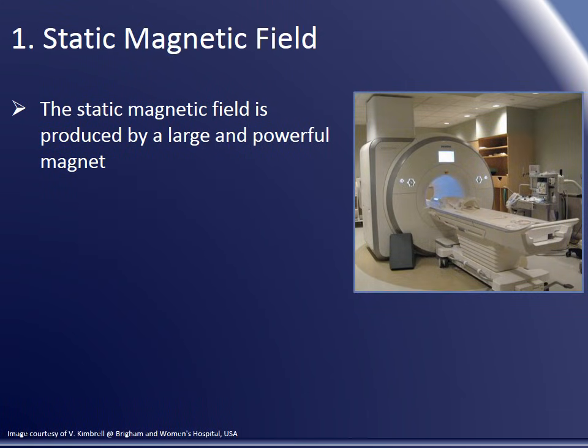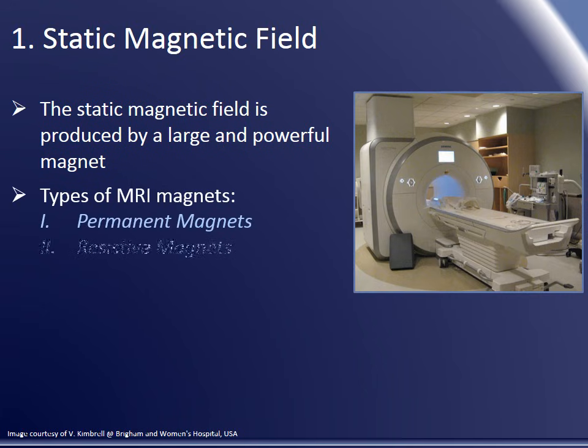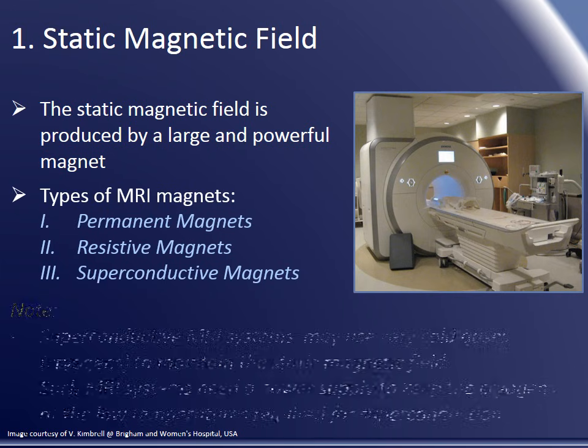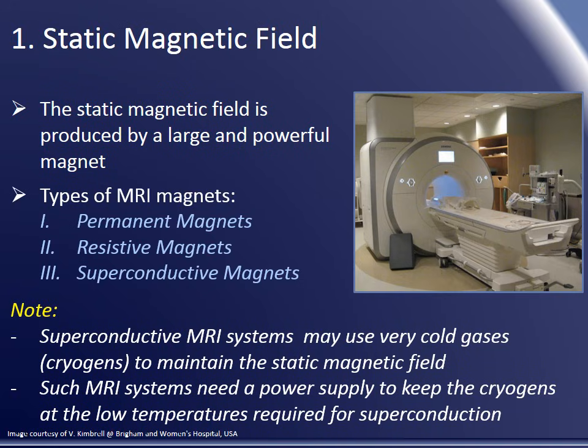The static magnetic field is produced by a large and powerful magnet. Different systems use different types of magnets to generate the static magnetic field. Examples of different magnets include permanent magnets, resistive magnets, and superconducting magnets. Superconducting magnets are the most commonly used magnets for clinical MRI systems. The majority of 1.5 Tesla to 7 Tesla MRI scanners are superconductive systems. They require a power supply and cryogens, such as helium, to maintain the static magnetic field.